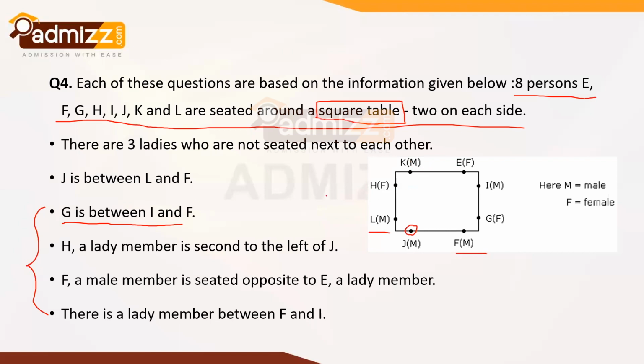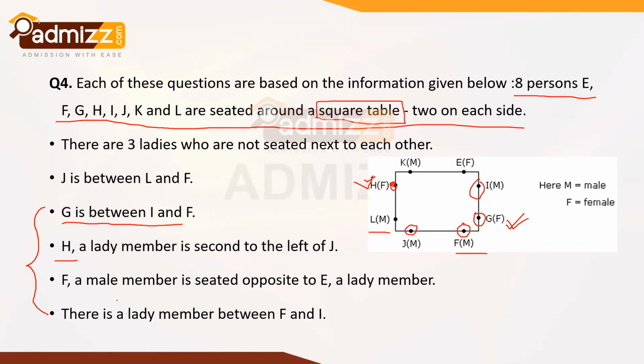G is between I and F. So G, we already know that the position of F lies here, right? And since G is between I and F, G must be in this particular position, right? So the position of G is already fixed, and I must be right here. We've got H, a lady member, is second to the left of G. So since G is right here, second to the left of G will be right here where H is currently sitting, in this particular position.